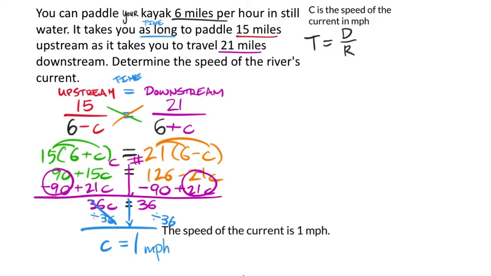Now, some students get to the point where they're like, yeah, Mr. Sal, that's great, but I really want to check. Well, check, okay? So remember, the times have to be the same, right? So the time for upstream would have been 15 divided by 6 minus 1. That's 15 divided by 5. That would have given us 3, right? So that's 3 hours upstream. We should get the same time for downstream. So 21 divided by 6 plus 1 is 21 divided by 7. It's 3 as well. So we put those back in and we checked, and we did find that it took the same amount of time for both. And again, that's using the time formula, distance divided by rate.